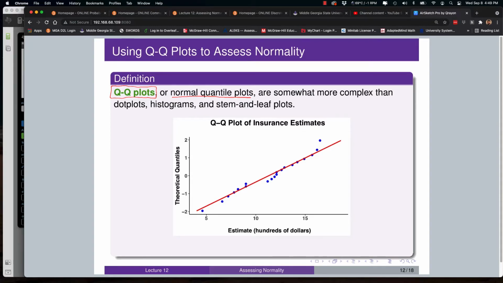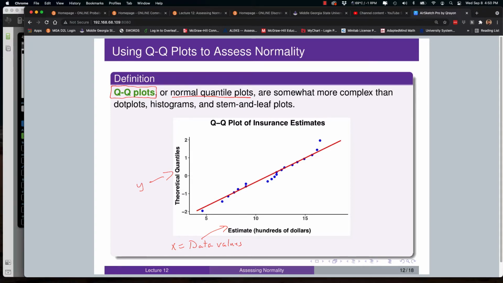These are a little more complex than the way that dot plots and histograms are created, and different software will create these slightly differently, because each point on this graph represents a data value on either the X or Y axis. In this case it's on the X axis, so the X represents the data values, and the Y represents something we call your theoretical quantiles. These can be flipped; you can have this flipped around and get basically the same readings.